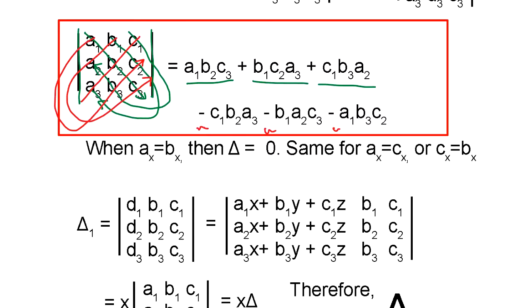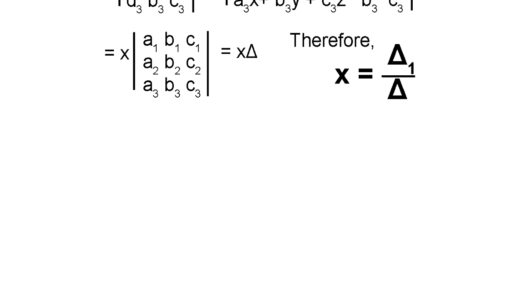Now when a1, a2, a3 is equal to b1, b2, b3, or c1, c2, c3, that is, when two of these columns are equal, then the determinant is 0, and that can be proven very easily. It doesn't have to be a column, it can be a row. If this row is the same as this row, then the determinant is 0. So that's the first characteristic you have to know.